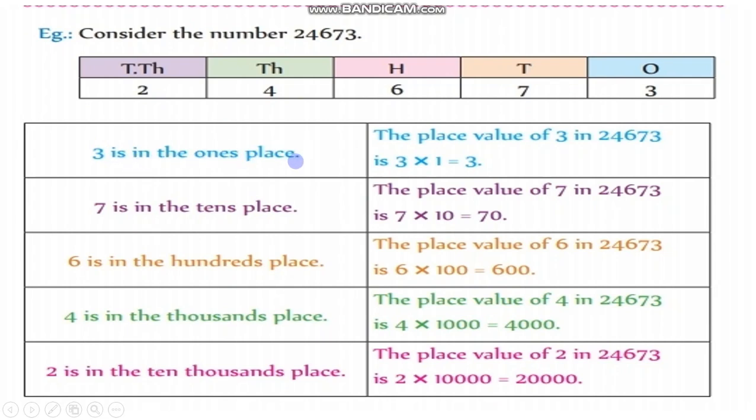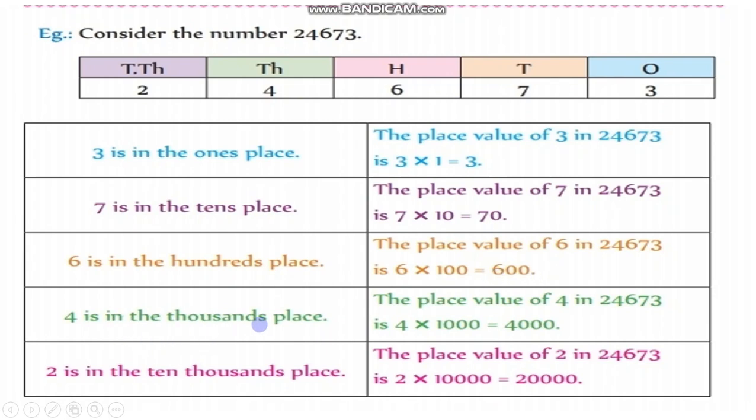The 3 is in the ones place. So the place value of 3 is 3 into 1, which is equal to 3. The place value of 3 in this number is 3 itself. 7 is in the tens place, so the place value of 7 is 7 into 10, which is 7 tens, that is 70. The 6 is in the hundreds place, so the place value is 6 into 100, that is 600.